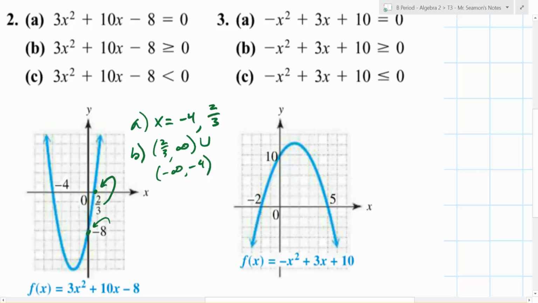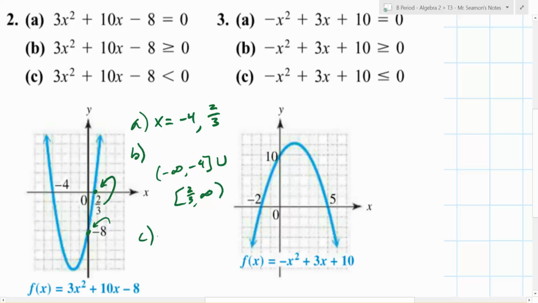You have to have the hard brackets. You absolutely have the brackets, because it's equal. Very good. Excellent. And generally speaking, you like the smaller ones to the left. So generally speaking, it's better to write negative infinity to -4, union 2/3 comma infinity. Generally speaking, that'd be good.